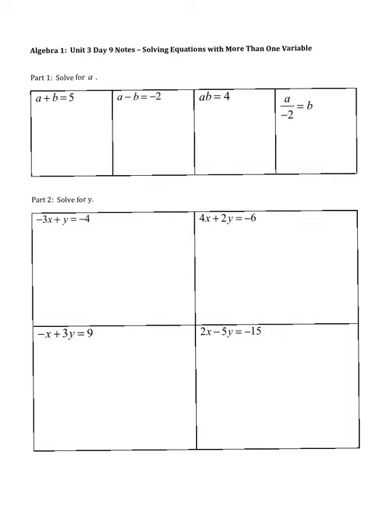The last lesson you have in Unit 3 is one of the most important. This lesson is going to get you ready for graphing and writing linear equations. Now here we're going to solve equations with more than one variable. What that means is you're not going to get a single number answer. You're going to have different variables. They're just going to be in different positions.